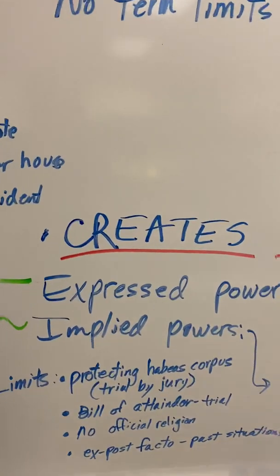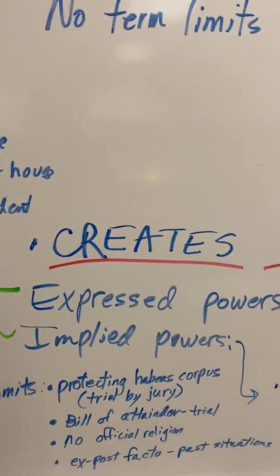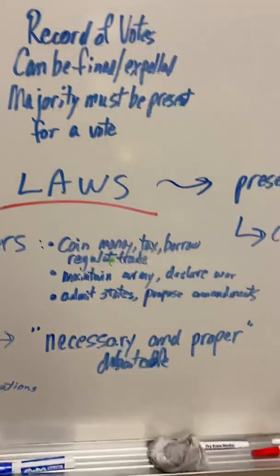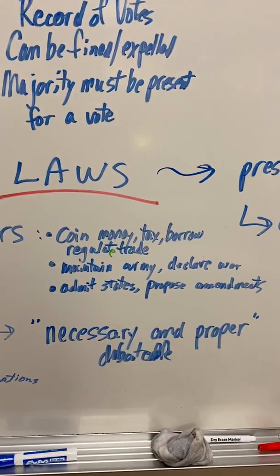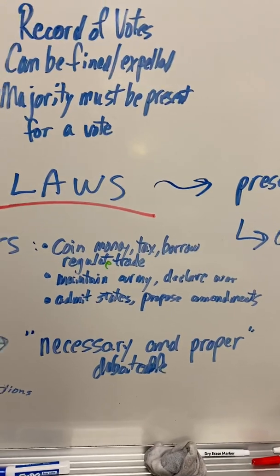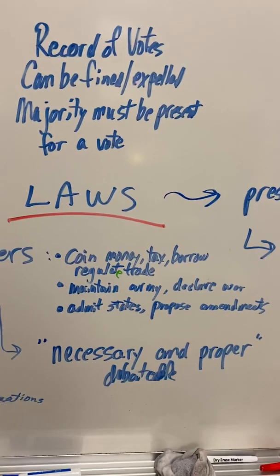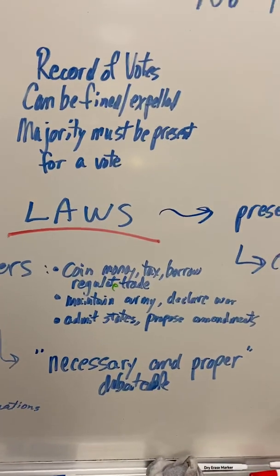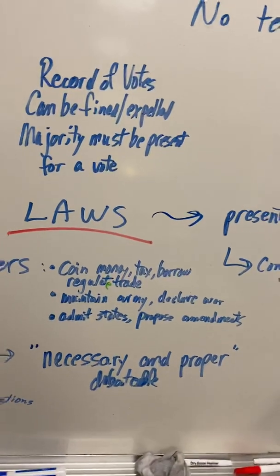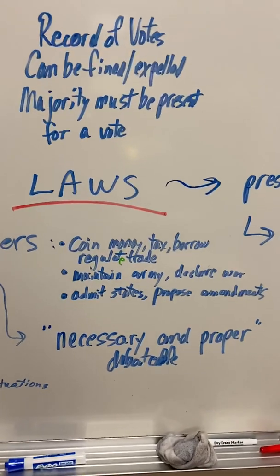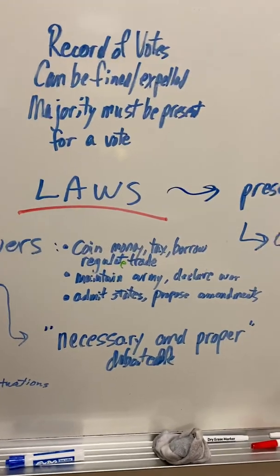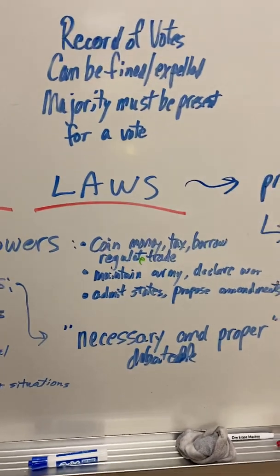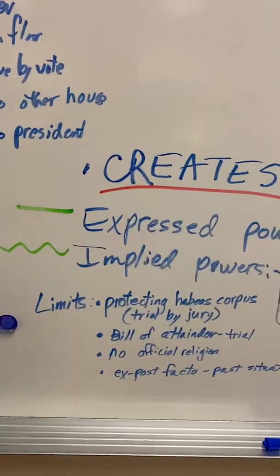Now, some things are implied. They're not specifically stated, but they are implied because they left themselves an out, and it's called the necessary and proper clause. Okay, now that's kind of debatable. What's necessary and proper? Because the Constitution says that Congress shall have the power to make all laws necessary and proper. So that's kind of vague, and they did that on purpose so they could pass whatever laws they wanted to and things.